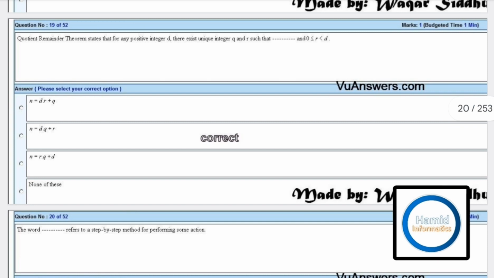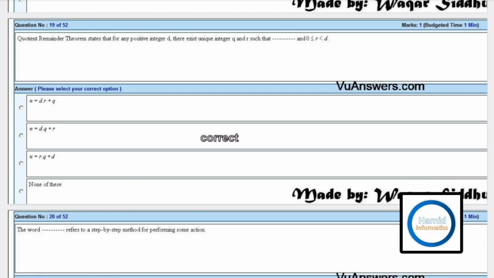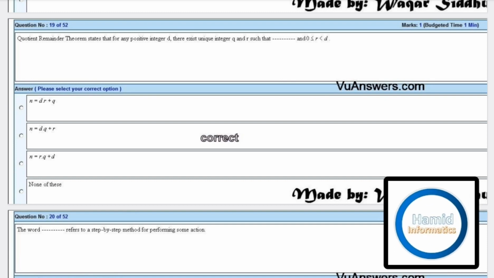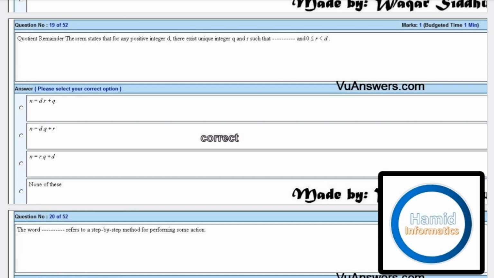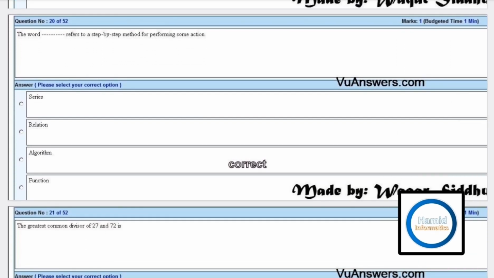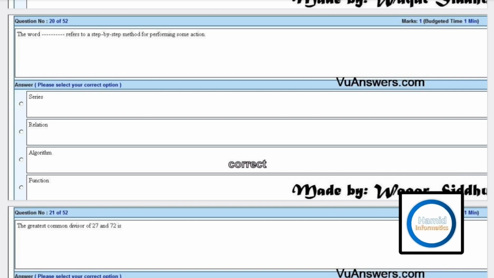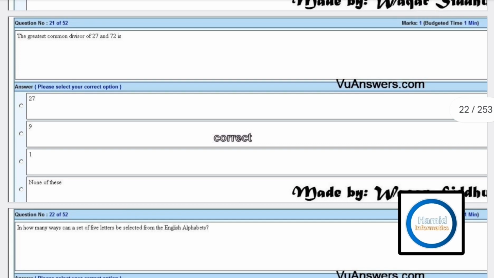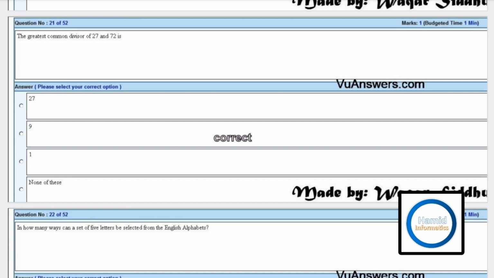Next is quotient remainder theorem states that for any integer n and positive integer d, there exists a unique integer q and r such that dash and 0 is less than or equal to r and less than d, and the answer is n is equal to d dot q plus r. The word algorithm refers to a step-by-step method for performing some action. Next one is the greatest common divisor of 27 and 72 is 9.